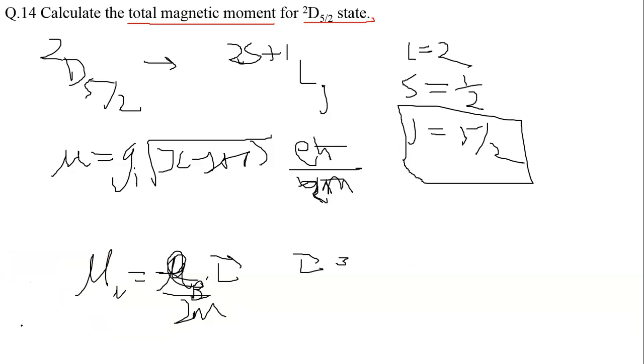From quantum mechanics, the value of L is ħ root over L into L plus 1. So when we put here eħ by 2m, which is nothing but the Bohr magneton, and root of L into L plus 1, there will be another term called g_L, which is known as the gyromagnetic ratio. And here it is called the Landé g factor, and it has some expression for how we calculate g.